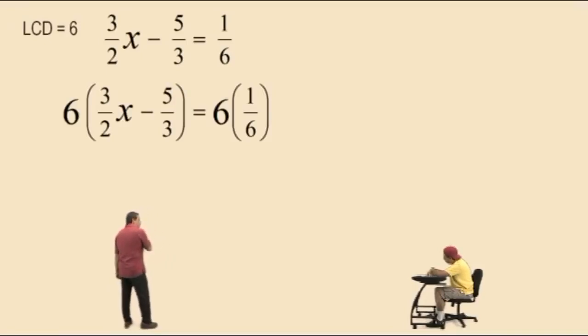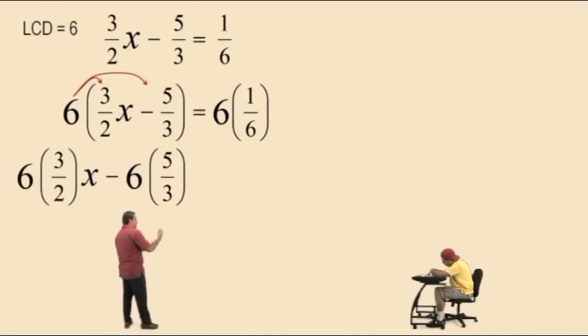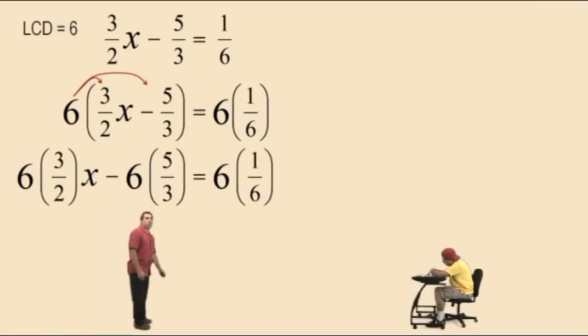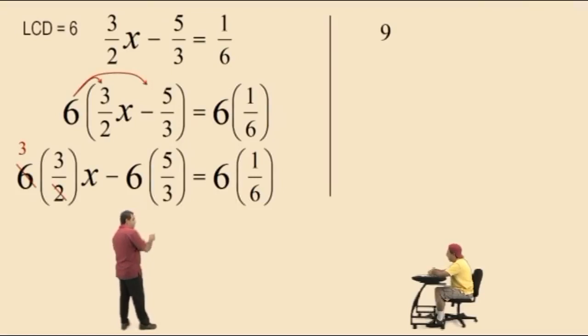And we have to use what property on the left-hand side? Distributive property. So we have 6 times 3/2 times x. Don't forget, 3/2 x means 3/2 times x. Subtract 6 times 5/3 equals 6 times 1/6. So now we're ready to kung fu our fractions out of there. Watch. Okay, so let's start right here. What's 6 divided by 2, Charlie? 3. And 3 times 3 is? 9. So let's put our answer up there. But don't forget, it's 9 times x. Don't forget you have an x there, so it's 9x over there, right?